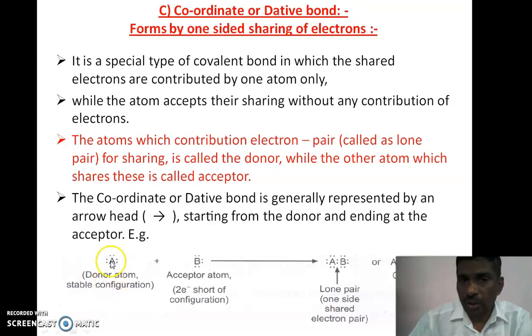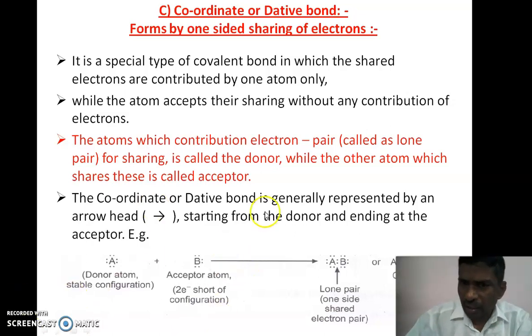The coordinate or dative bond is generally represented by a one-sided arrow, starting from the donor and ending at the acceptor. This bond is formed when one atom shares the electron pair and another atom accepts this electron pair but cannot participate in the sharing.